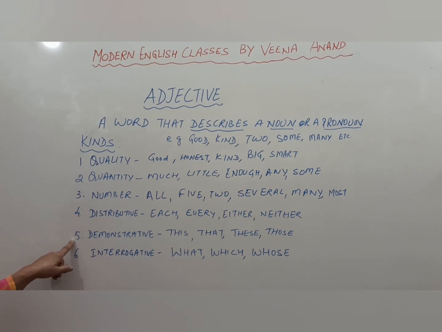Then demonstrative adjectives, which point out, for example, this, that, these, those. This book is mine, that book is his. Those chairs are red. These books are yours, etc. Then we have interrogative adjectives, which ask questions. For example, what, which, whose, etc.